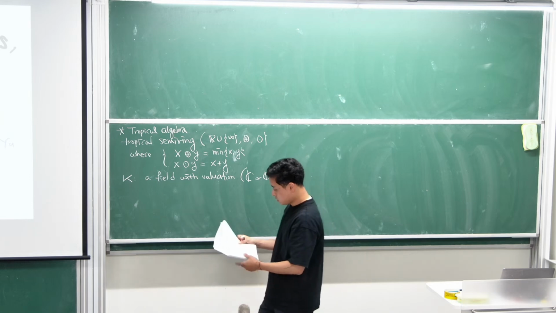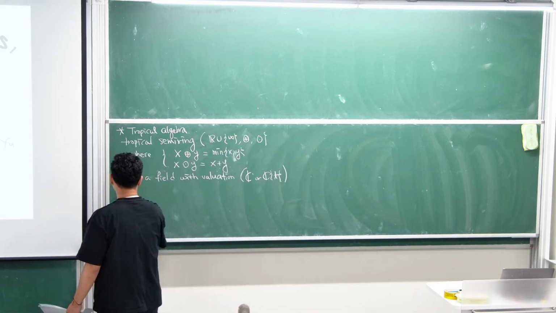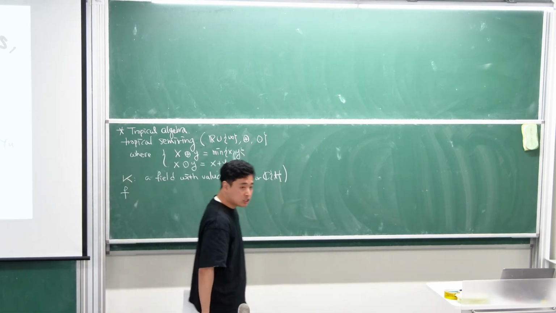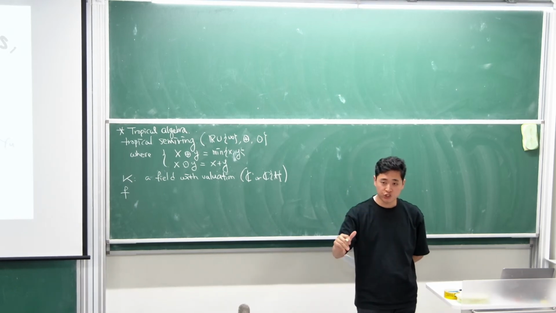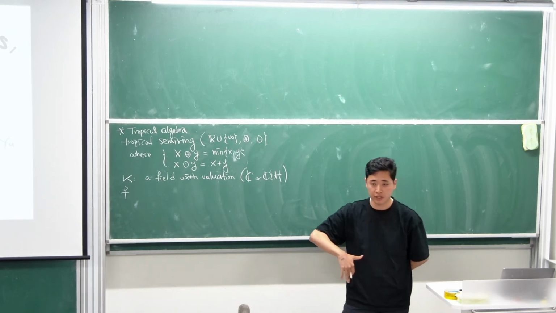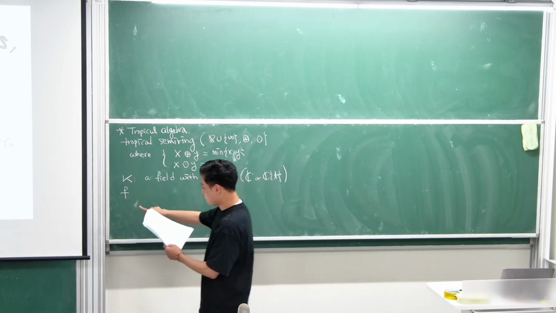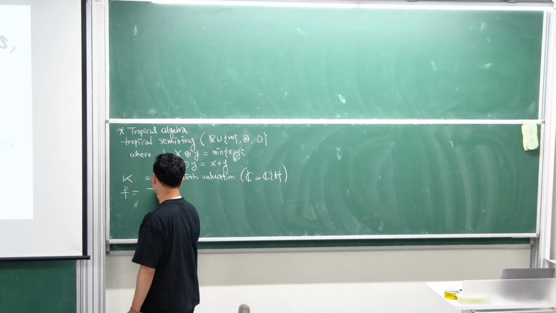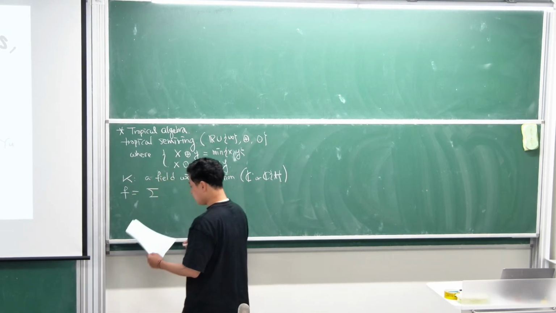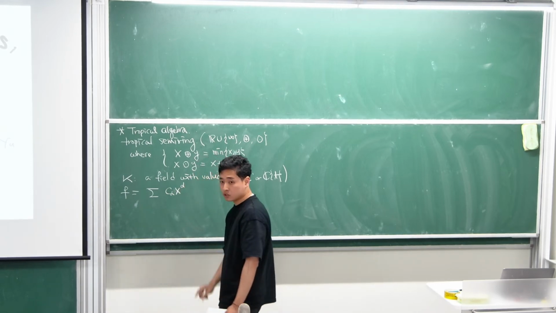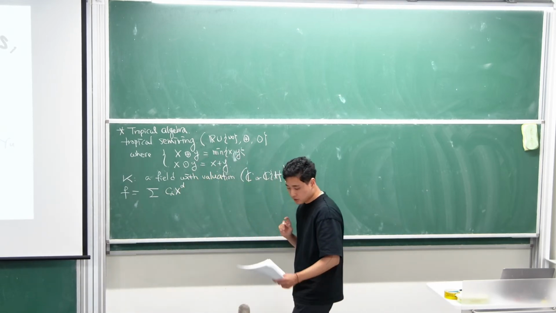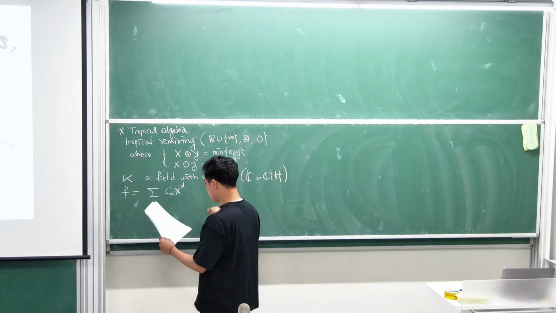Okay. Because I'm an algebraic geometer, I will take objects from algebraic geometry and just tropicalize everything. Let's say that we have f, which is given by a polynomial. The summation will be given by sum of C alpha x to the alpha. Of course, C alpha is the coefficient and x to the alpha is the monomial with exponent alpha.